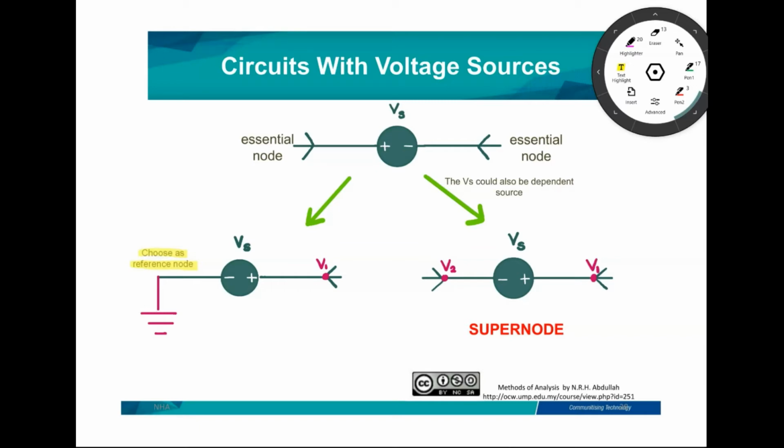Take a look at this circuit. This is a circuit with a voltage source. So this is the voltage source. There is an essential node at the left and the right sides of the voltage source. There will be two types of circuit that exist in the nodal circuit. So this is the first type, and then this is the second type.